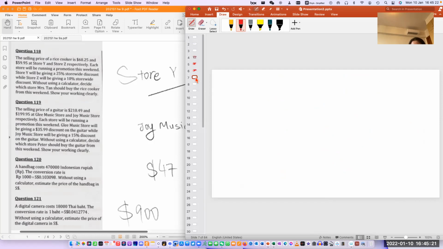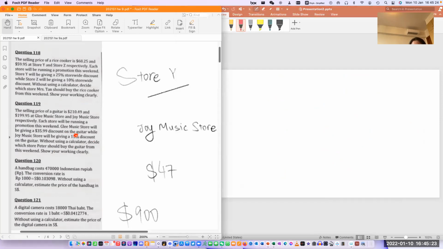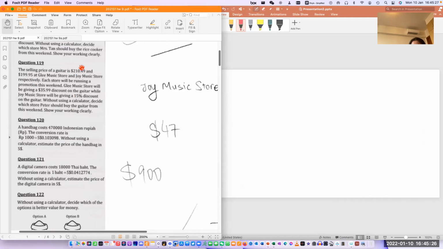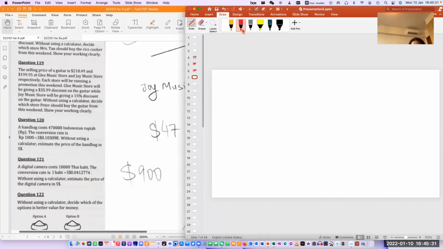Over here, 119, I think you can do the same thing. You can round this to 210, then round this to 200, and in between there is a 5% difference, 5% more than 200. If you can't see, there is a $10 difference, so 10 over 200 is 5% more.